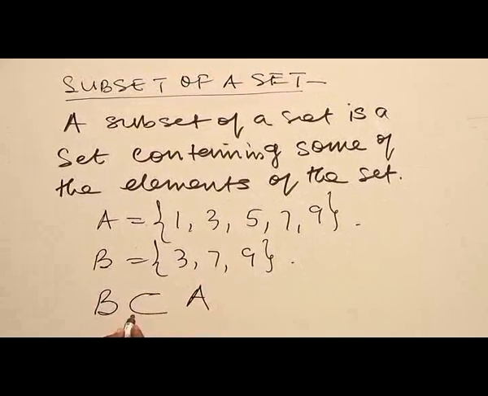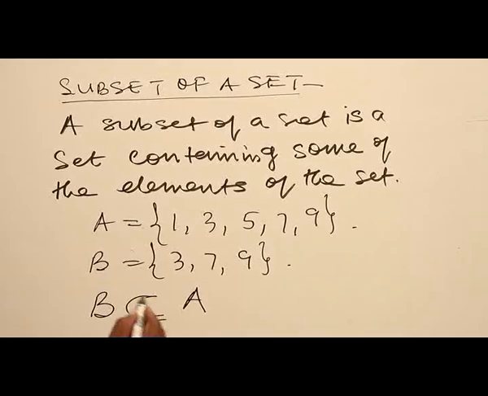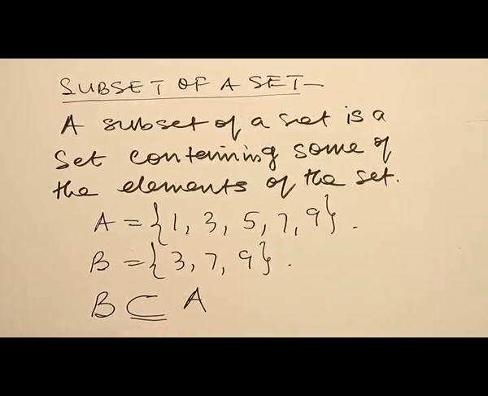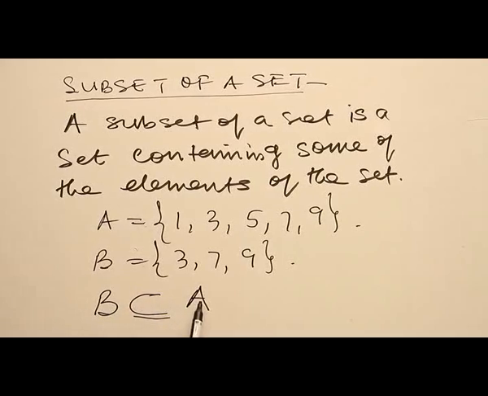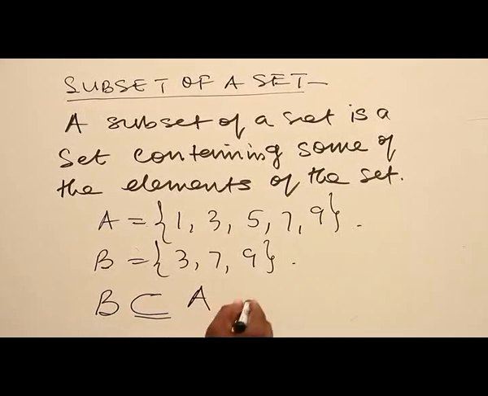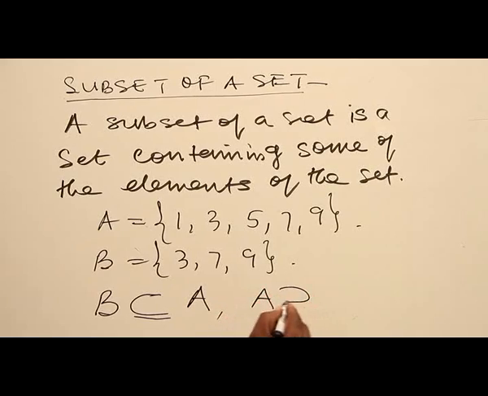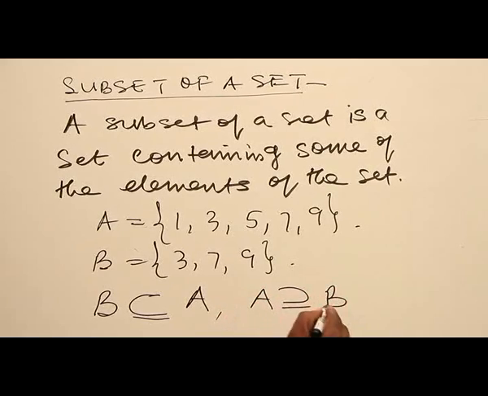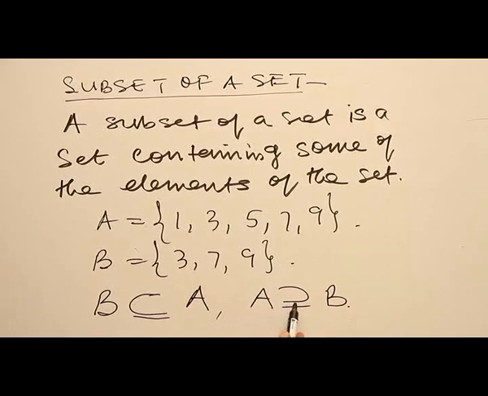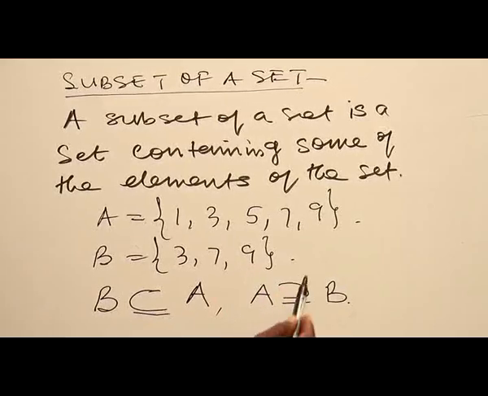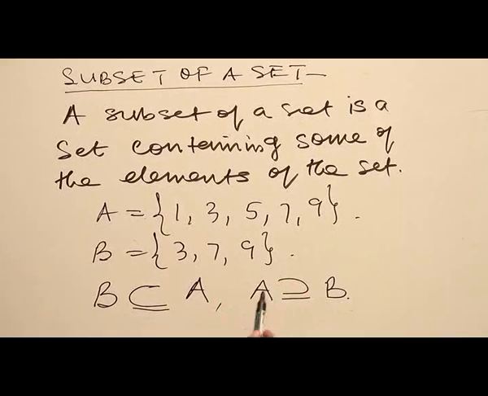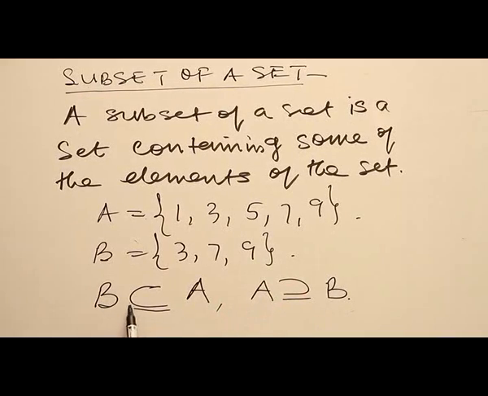Sometimes we put this line here, a proper subset of A, meaning that all the elements in B are found in A. In another way, we can write that A is a superset of B, meaning that B is contained in A. All the elements in B are in A.